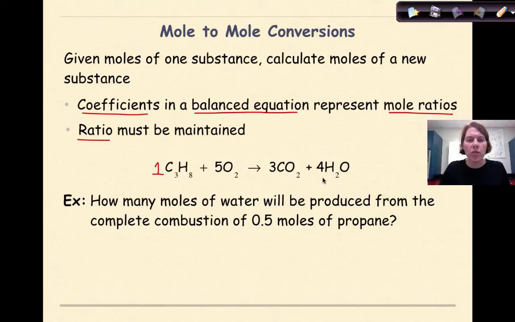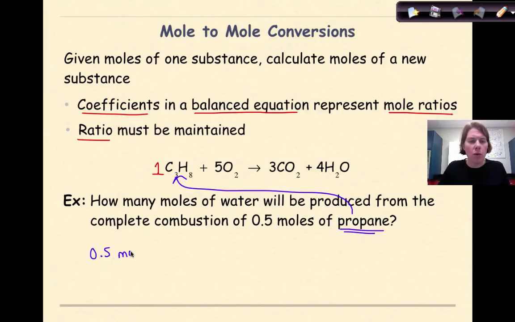so it's a 1 to 5 to 3 to 4 ratio. This question asks, how many moles of water will be produced from the complete combustion, because this is a combustion reaction, of 0.5 moles of propane? You need to know that propane is represented by this formula right here. If you don't know that, well, you need to go back and review your organic, because that's going to be pretty critical. I'm going to start out by writing my given.